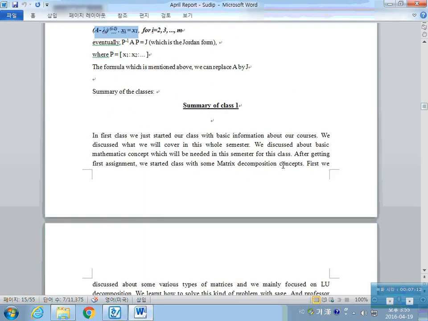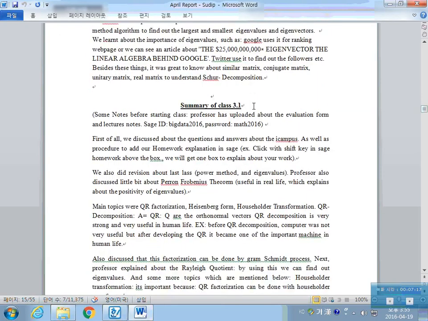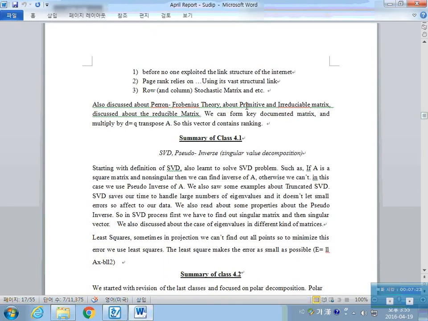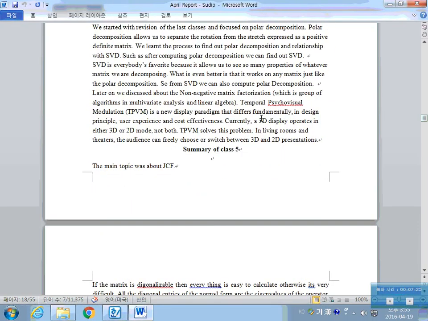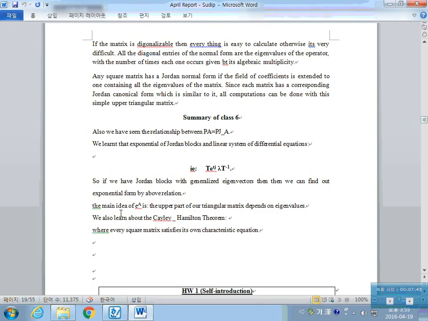So far I have tried to summarize our classes also, like summary of class 1, summary of class 2, till summary of class 4.1, 4.2, all till class 6, which I also uploaded in Q&A. Here we learn about the exponential form of Jordan canonical form, and this is the main idea. If we have Jordan blocks with generalized eigenvectors, then we can find the exponential form by the above relation, where the main idea of e to the power A is that the upper part of our triangular matrix depends on the eigenvalue.